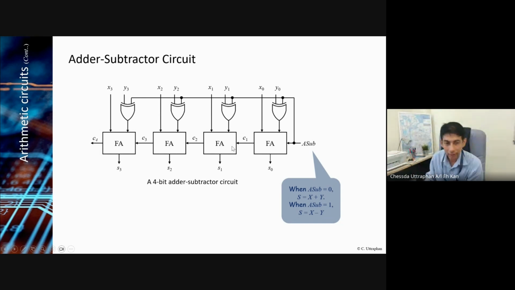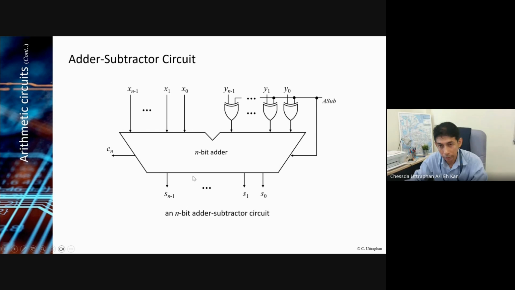So one circuit can now be an adder or a subtractor depending on only one signal, the A sub signal. Right. So this is good in design, because you can save a lot. The cost is saved. No need to have two different circuits to do two different functions. You have only one circuit, but you can do two functions, which is very good. So this is called an adder subtractor circuit.